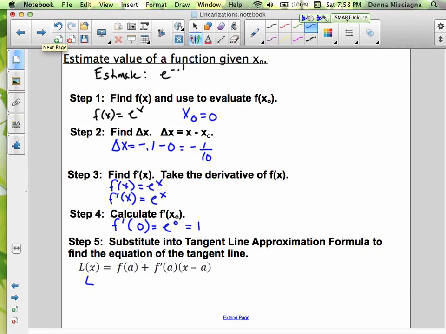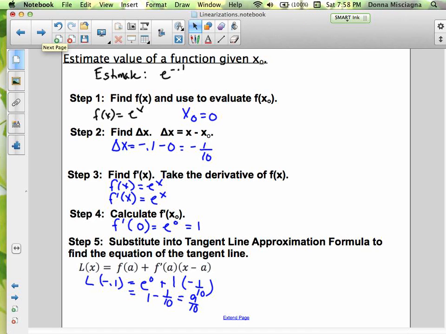So L of negative 0.1 is equal to e to the 0, our nice value, plus the value we got for the derivative, which was 1, times the change in x, which is negative 1/10. So e to the 0 is 1. So we've got 1 minus 1/10. So that's going to be 9/10. So that is the approximate value of e to the negative 0.1. And we expected it would be a little less than 1, because e to the 0 was equal to 1, and negative 0.1 is a little less than 0.